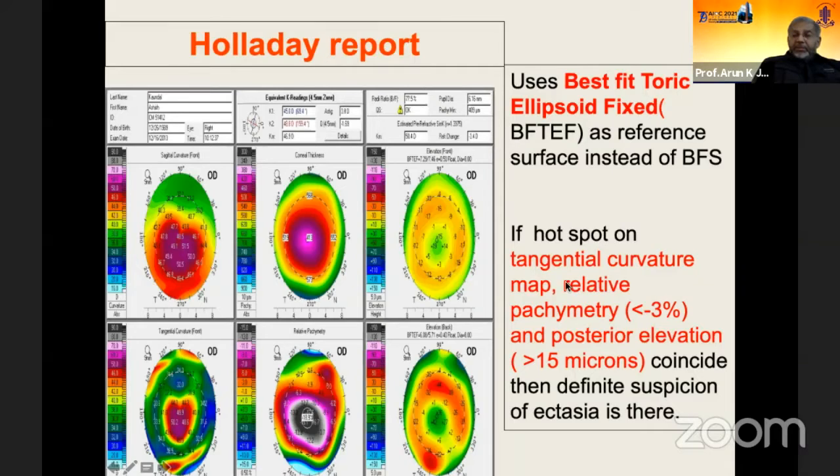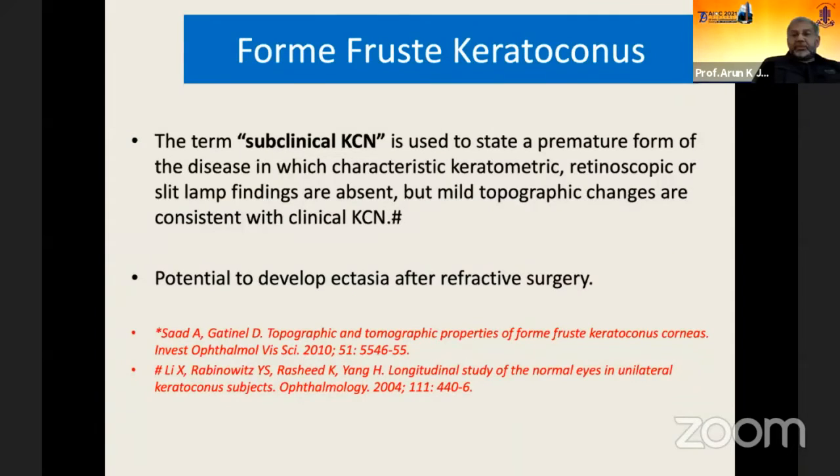tangential curvature. And if you see a hotspot, posterior elevation, as well as thinness on pachymetry at the same point, that becomes diagnostic for keratoconus. And this is one case of this. I'll show this case, then I'll stop, because it is too short a time to describe all the features of Pentacam tomography in this one small talk.